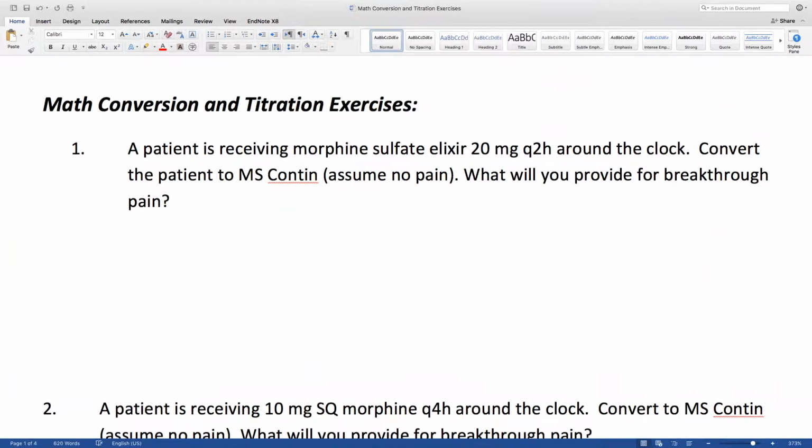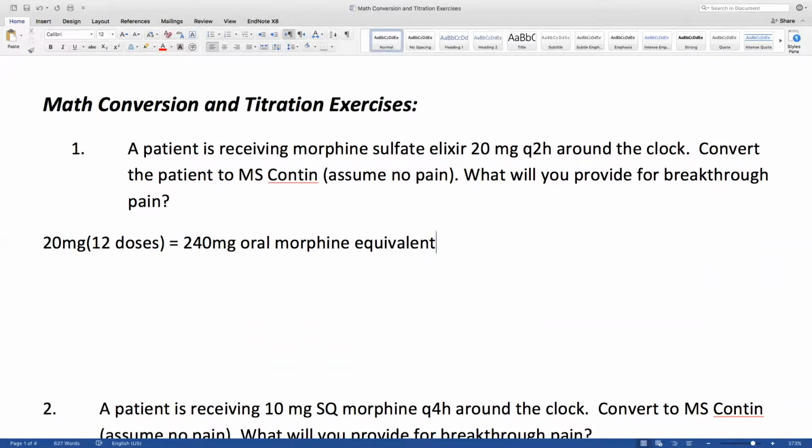Okay, so you got morphine elixir, right? 20 milligrams Q2 around the clock. So that's an around the clock dosing. So how many doses would this patient have gotten? 12, right? So it'd be 20 milligrams times 12 doses. Is that correct? So what do we get? 240 milligrams of oral morphine equivalent.